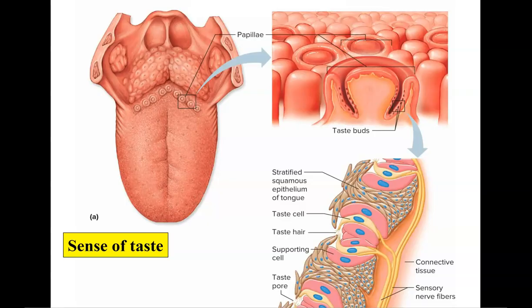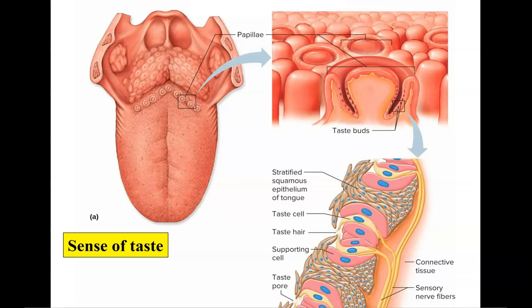So each of our 10,000 taste buds is going to house about 50 to anywhere around 150 taste cells. Now these taste buds also will include epithelial supporting cells that help to take care of them as well. So the entire structure of a taste bud is going to be somewhat spherical with an opening, a taste pore, on its free surface.